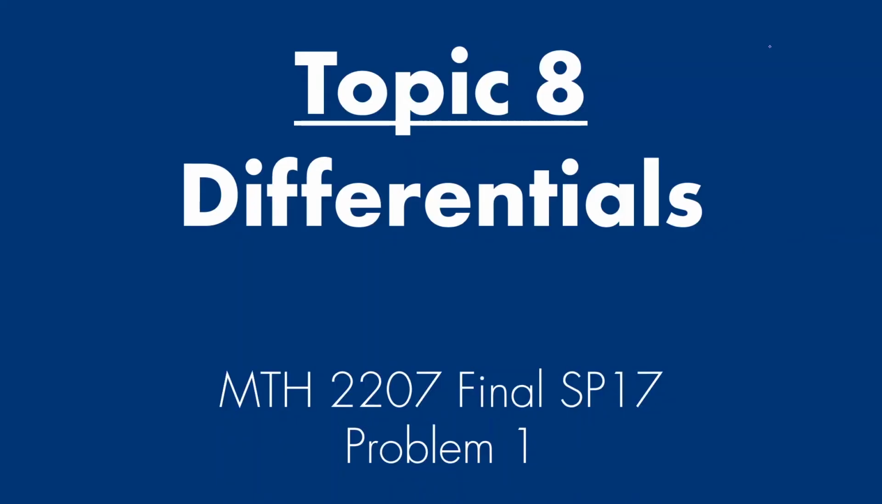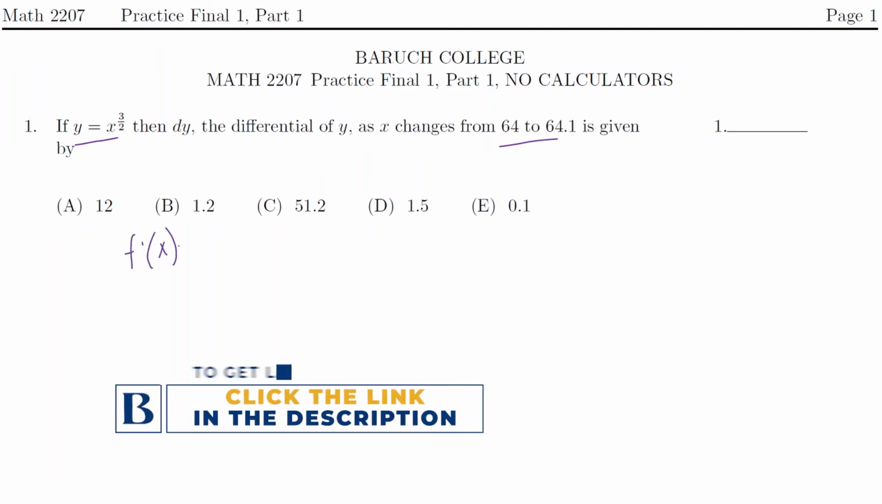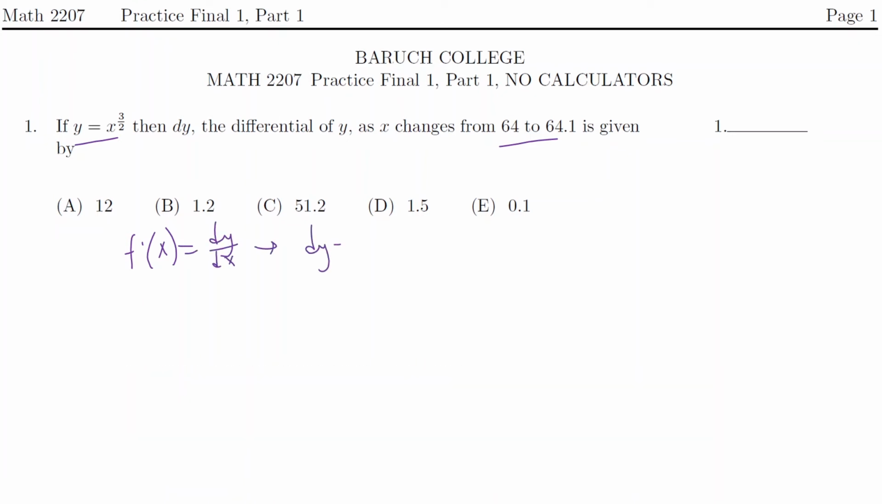Almost done, guys. Topic 8, differentials. Problem 1 from final test SP17. We need to figure out the differential of y equals x to the power of 3 halves when x changes from 64 to 64.1. Very simple. So for the differential, you know that the first derivative f prime of x is equal to dy over dx. Therefore, dy is equal to f prime of x times dx.